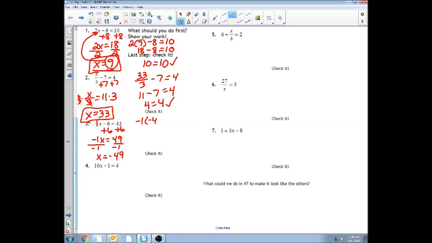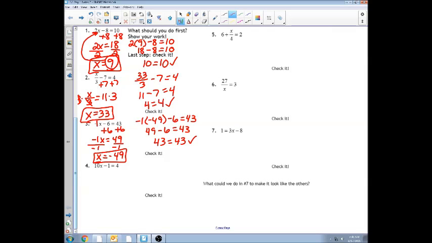Go ahead and check your answer. -1 times -49 minus 6 should equal 43. -1 times -49 is 49. Minus 6 equals 43. That would be 43 is equal to 43. That is a good check, so our answer is good.